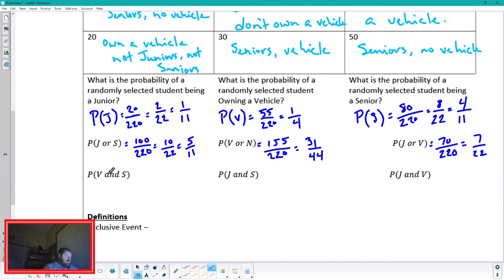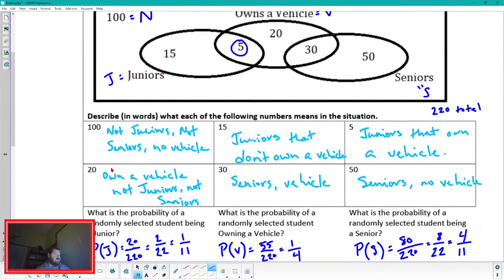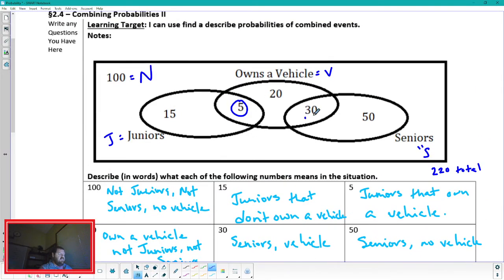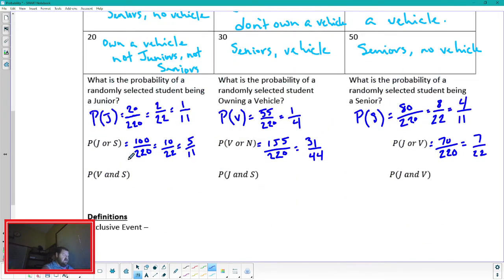Okay, now I'm looking for some AND probabilities. And when we're dealing with AND probabilities, what we talked about before is that we multiply. And technically, what we just did when we look at OR probabilities, we want to add. But with AND probabilities, you can either multiply or you can look at the intersections. So vehicle owners and seniors, there's 30 of those. And so this is just 30 out of 220, which would reduce to 3 over 22.